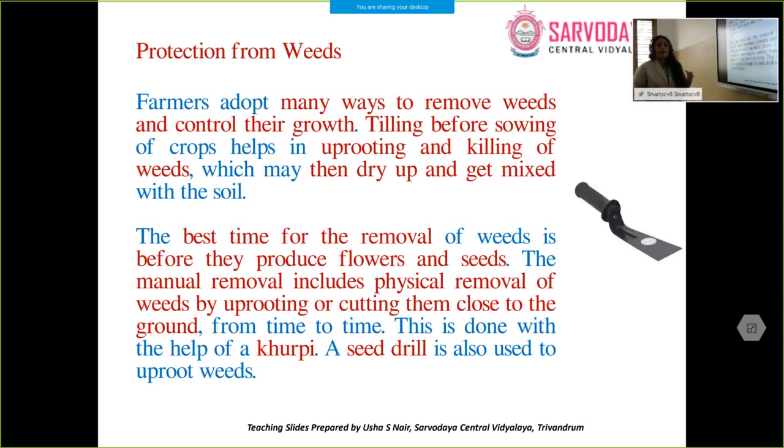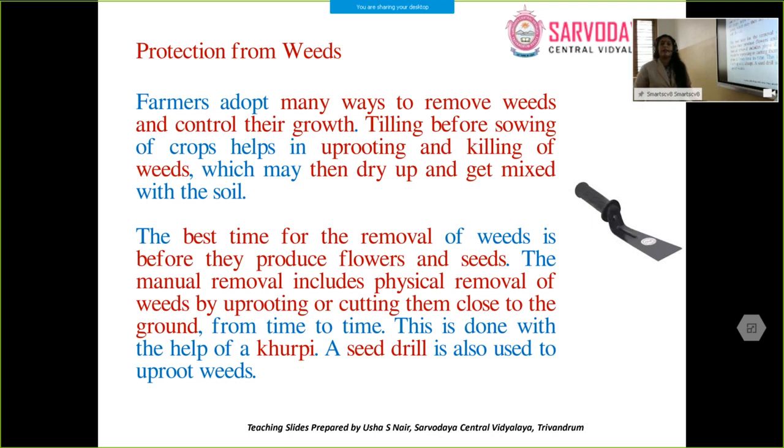Now I've told you there are ways of doing weeding also. We can't just go and pull things up like this. Farmers just can't go there and pull up things. There are ways, as we have seen in plowing. We've done plowing with the help of a plow. There was the hoe and then the cultivator. Such tools are used for plowing or tilling. Likewise here also, farmers have developed different ways of doing it. Farmers adopt many ways to remove weeds and control their growth. They have to find ways.